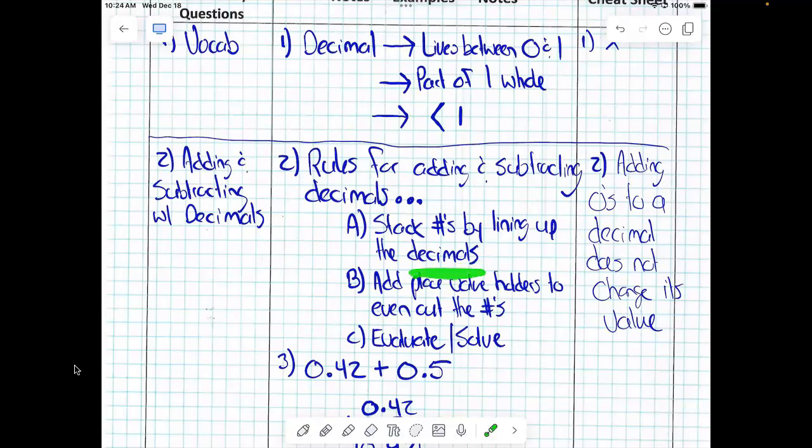Everybody. Okay, after we have the numbers lined up, stacked, place values organized, decimals lined up, we have an uneven amount of digits in the numbers. What should we do to make that even? Add place value holders. We should add place value holders to even out those numbers, right? And then the last thing is we evaluate. What does evaluate mean in math? Solve. So here we go.